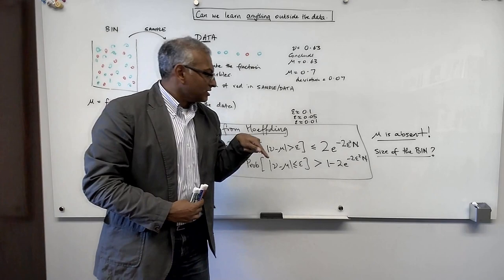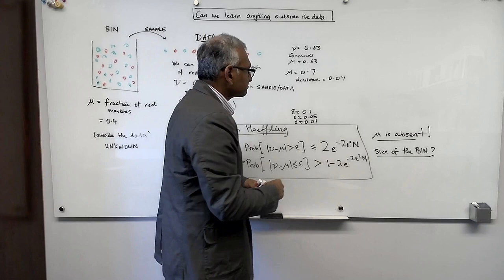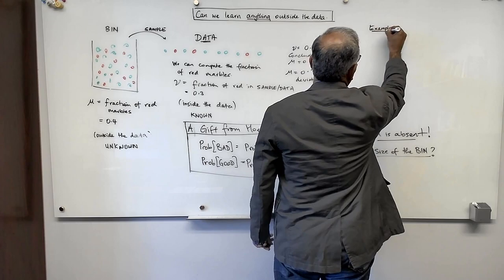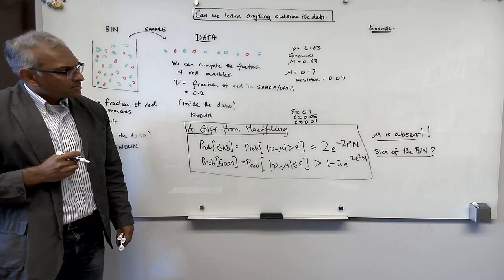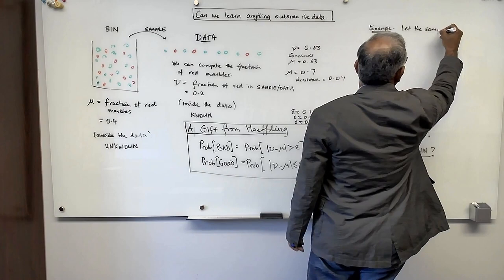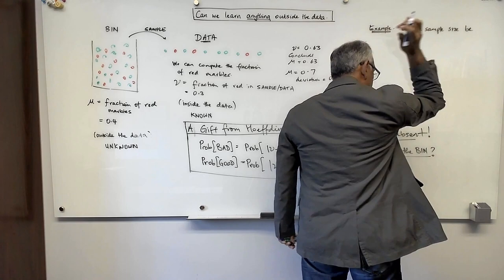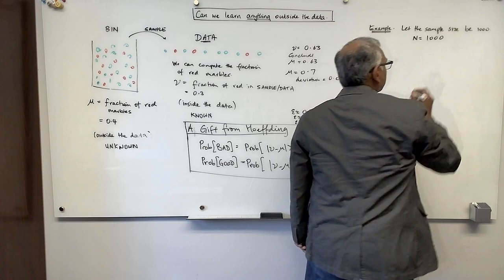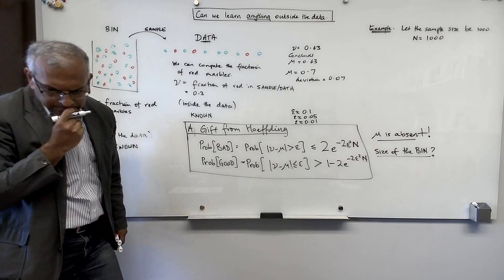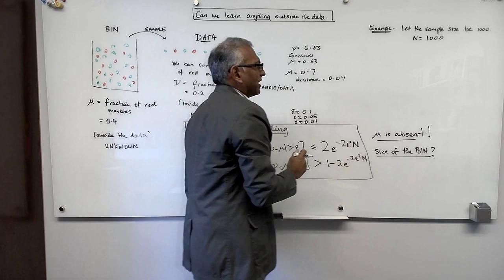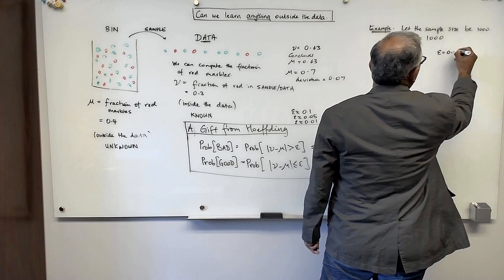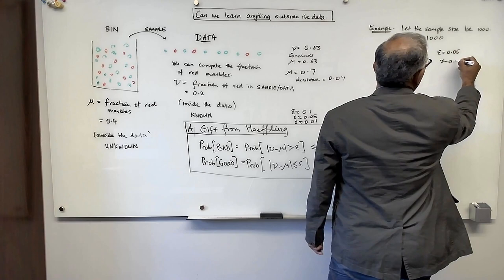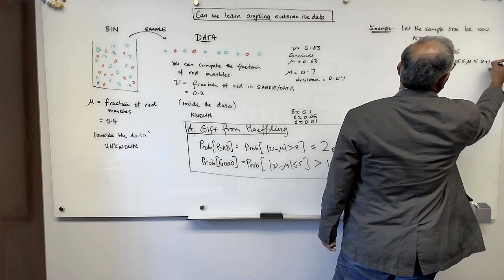So let's look at some examples. Suppose the sample size is N equals 1,000. And let's consider two situations. If your epsilon is 0.05, that means that nu minus 0.05 is less than or equal to mu, which is less than or equal to nu plus 0.05. So my deviation is 0.05.